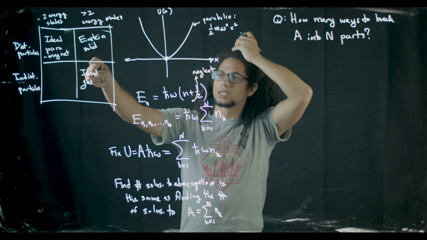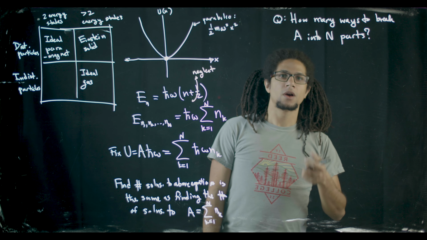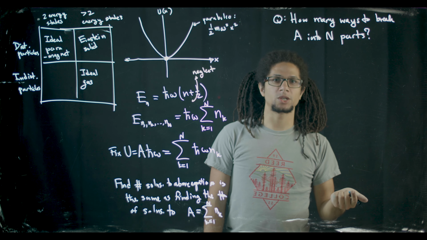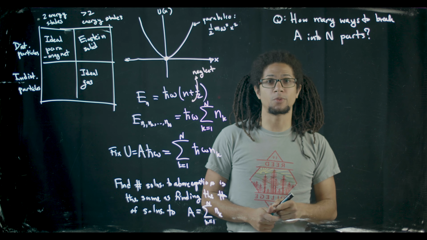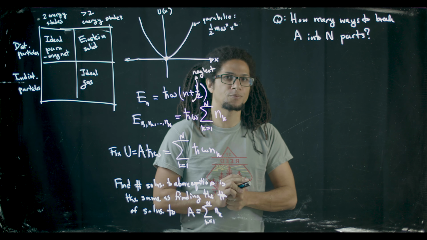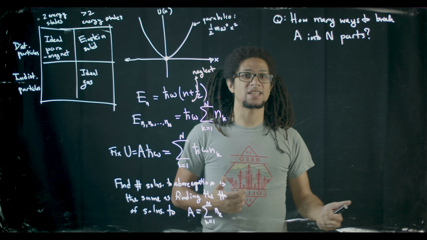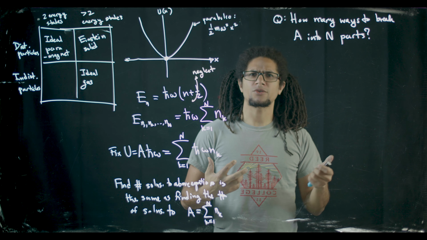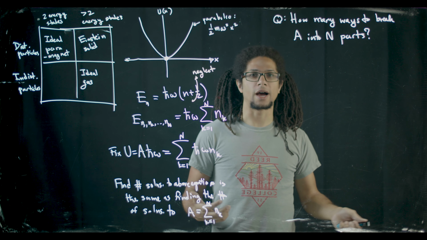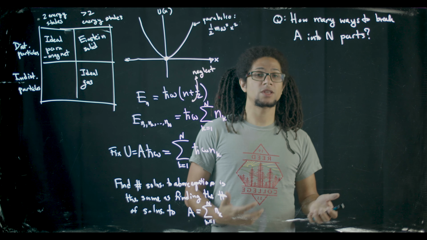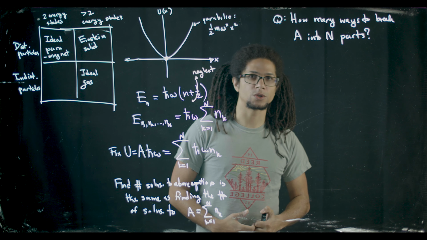And this is where this distinguishability versus indistinguishability question becomes very important. Are those parts distinguishable from each other or not? In other words, suppose that we had two parts and I wanted to break A into them. Suppose A is 11 and the parts are of size 5 and 6. Do we count 5, 6 as distinct from 6, 5 or not? If the parts are distinguishable, then we do. And if they're not, then we don't.